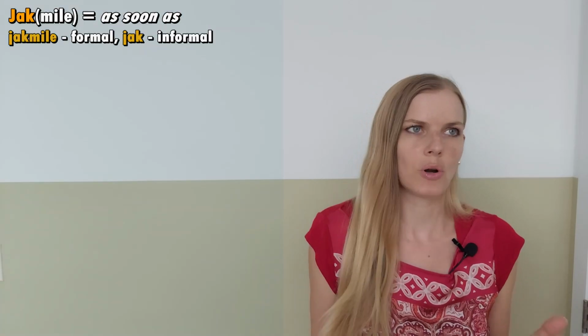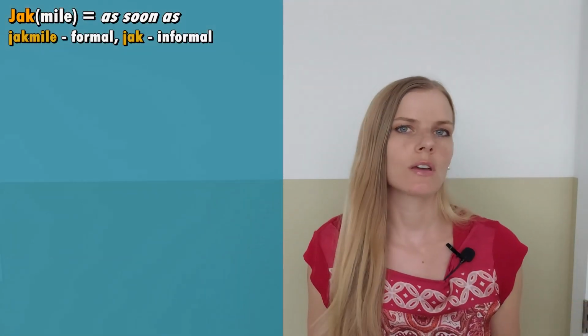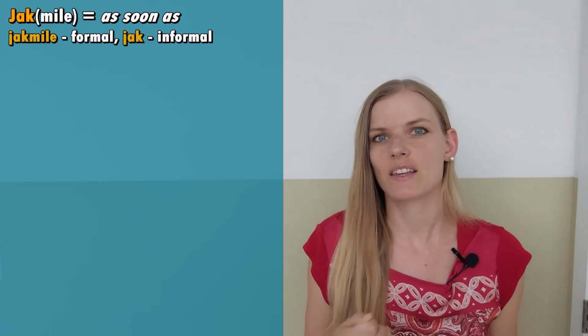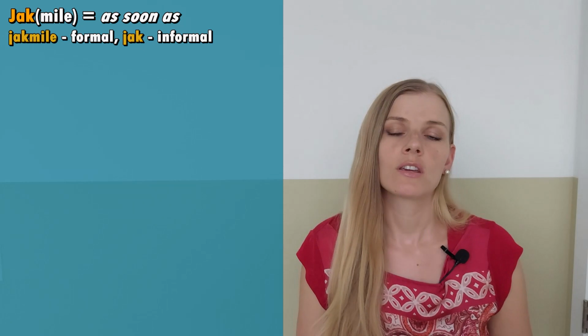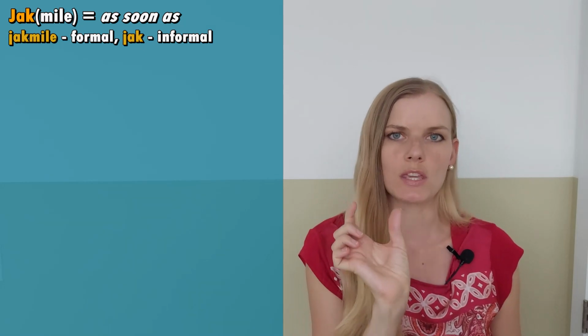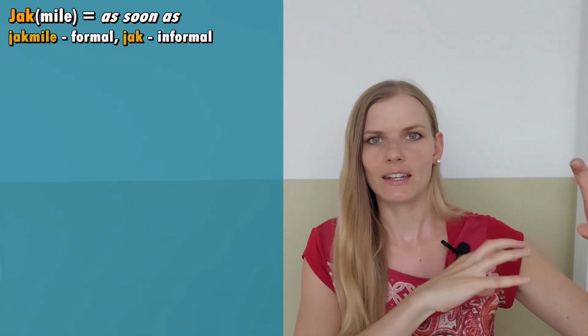A very common use in informal Czech of the word jak is when you want to say as soon as. As soon as can be translated in several ways, but in proper Czech would be jakmile, which is something that we don't say as much. We would write it, but we don't say it as much, and we often shorten it to jak, and it often appears together with the word hned jak.